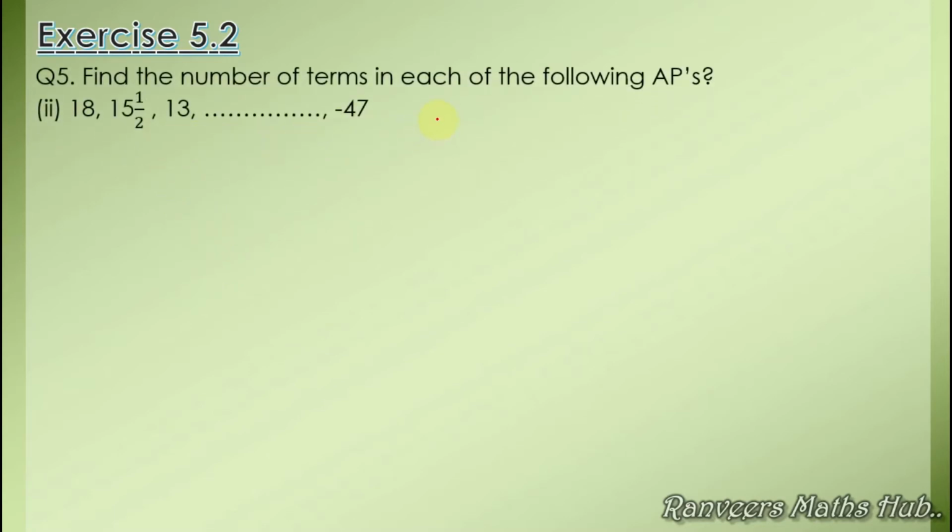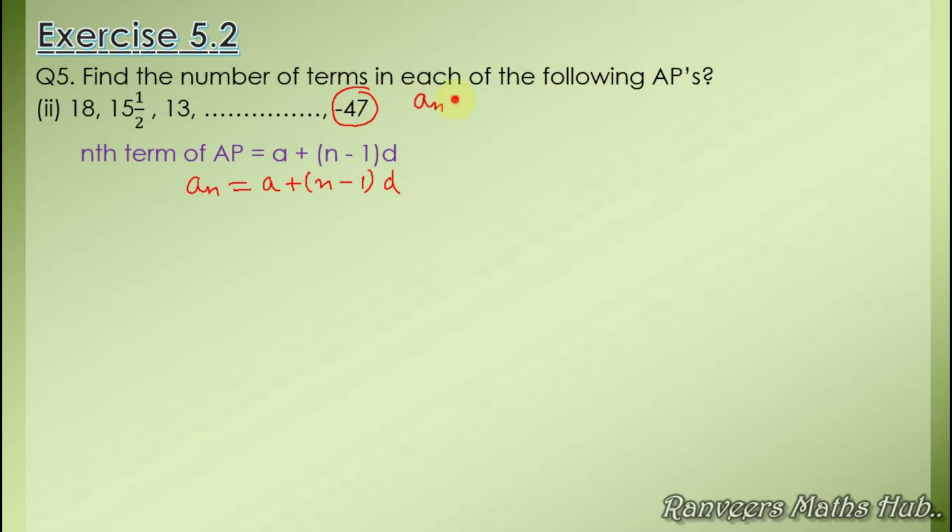Find the number of terms in each of the following APs. Again, a sequence is given to us, so we have to find the number of terms in this arithmetic progression. First of all, we will write the formula. The nth term of an AP is equal to a plus (n minus 1) multiplied by d. So the nth term is denoted by an, which is equal to a plus (n minus 1) multiplied by d. Now see here, this is the last term of the sequence. We denote it by an, which is equal to minus 47. This is the first term of this sequence. We denote it by small a, which is equal to plus 18.